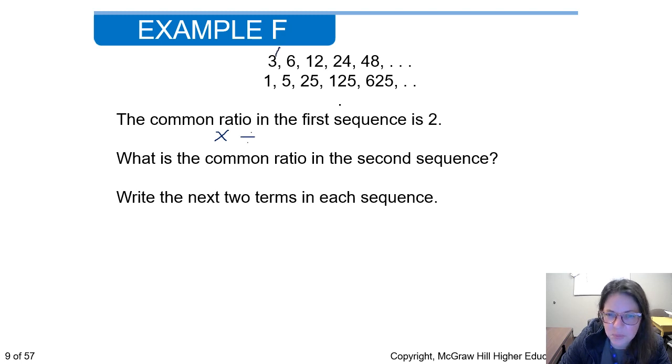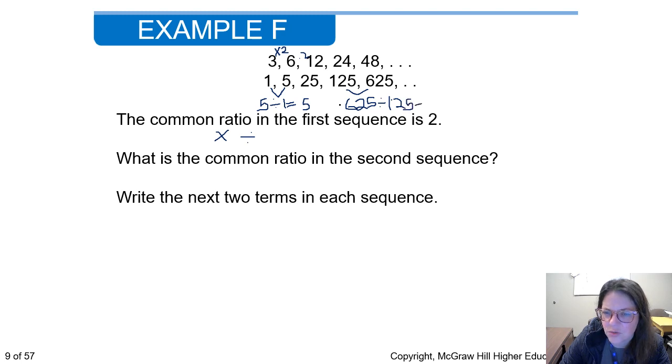So if I multiply 3 by 2, I get 6. Multiply by 2 to get 12. Multiply, multiply. What is the common ratio in the second sequence? So if you can't tell what it is, let's pretend we don't know it's 5. Take the two numbers and divide. So 5 divided by 1 is 5. Then try it for another pair. So maybe I'll come over here and use my thinking skills and say 625 divided by 125 is also 5.